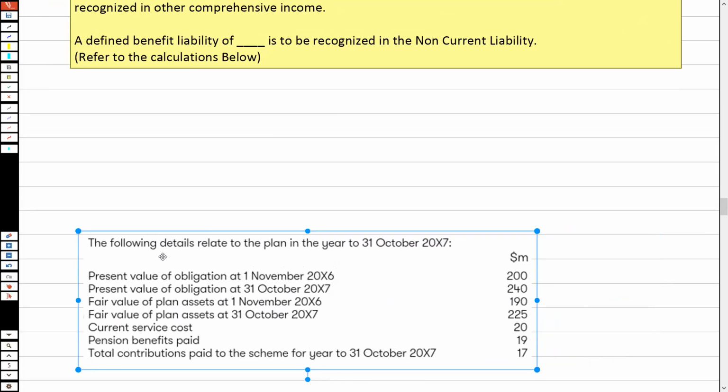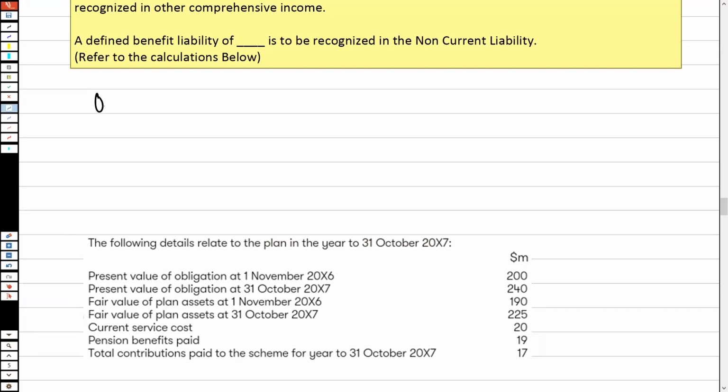I'm just copying it here. We could adopt the net liability approach. What is that net liability approach? You would say the opening defined benefit liability is the opening plan obligation, which is 240 minus the plan assets. Sorry, I'm just using the wrong value. The opening plan obligation is 200 minus the opening plan assets, which is 190. So that gives you 10 million.